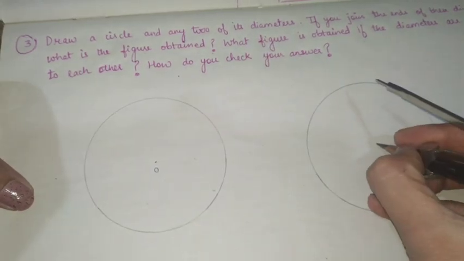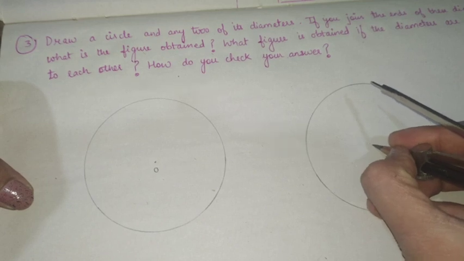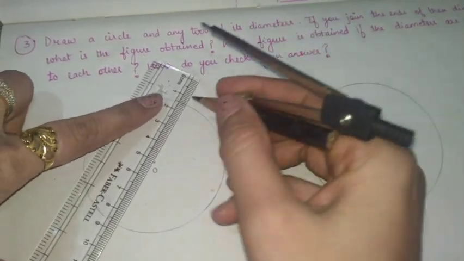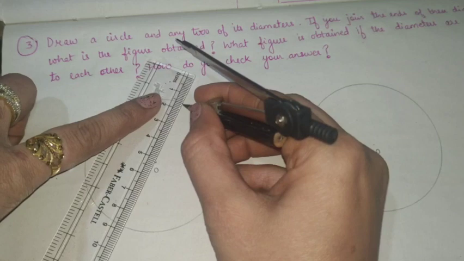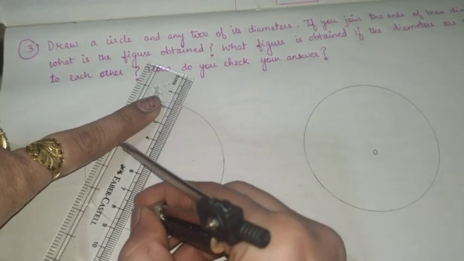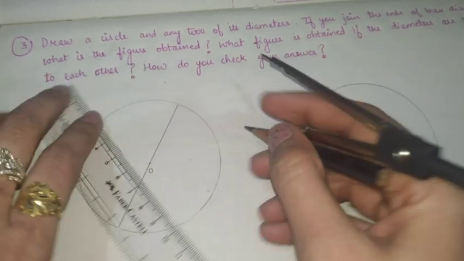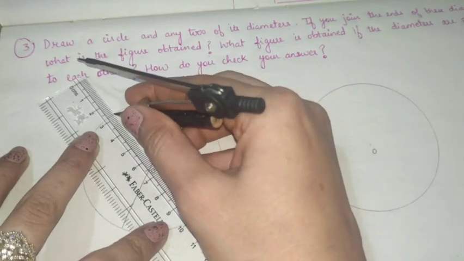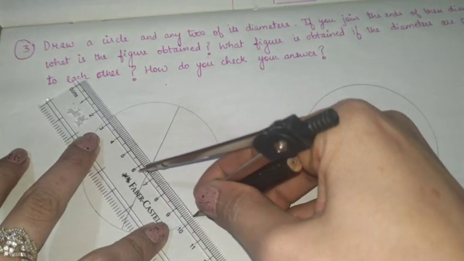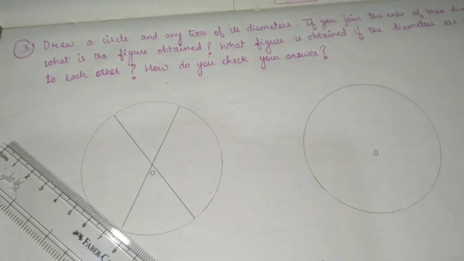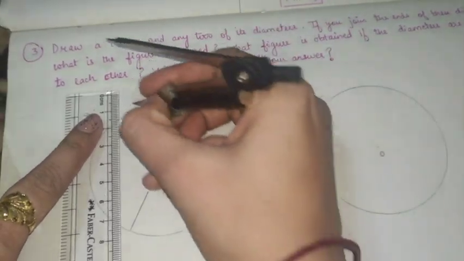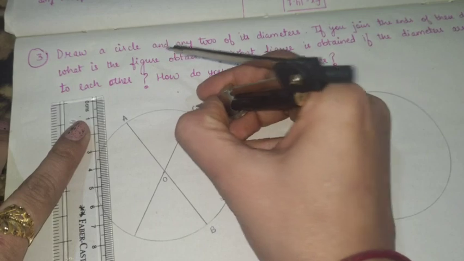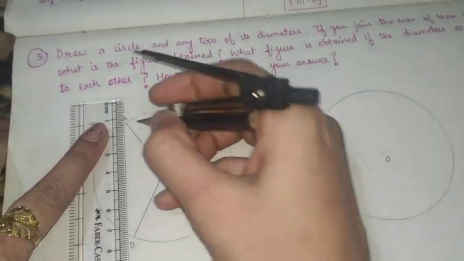You know, the diameter passes through the center of the circle, so you need to know the center exactly. So now just draw any 2 diameters, no condition, like this. Okay, if you want, you can just name them A, B, C, D. Just join the ends.